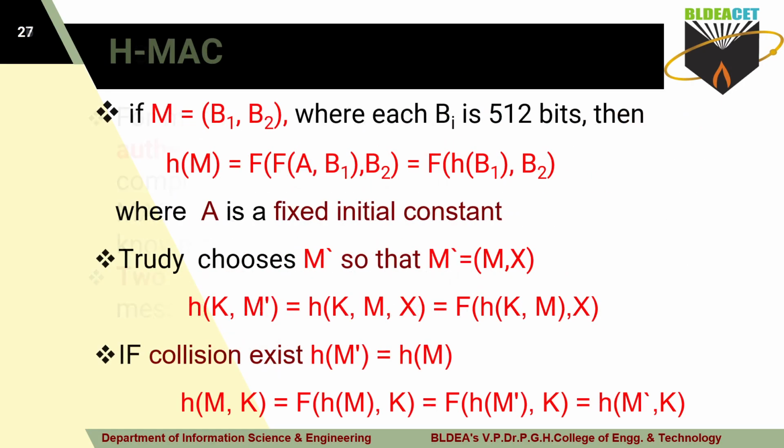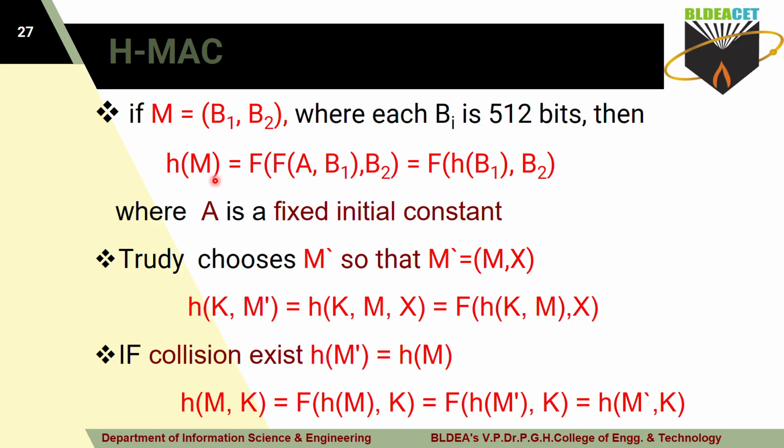Let's see. I'll take a sample. You already know how the Tiger hash function works here. So this is your message in the Tiger hash function. It is divided into blocks. Assume that it is divided into two blocks, B1 and B2, where each block is of size 512 bits. Now I'm taking the example for the Tiger hash only.